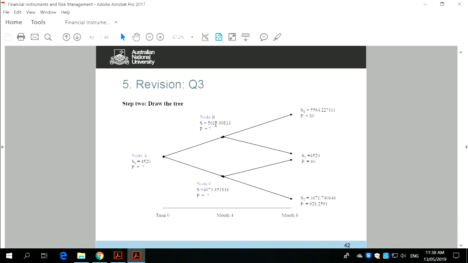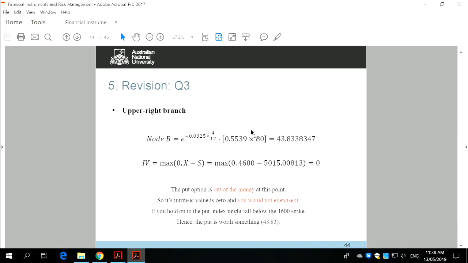So intrinsic value is simply this point compared with the strike price. So it's higher than the strike price. The put option is out of the money. So you need to write a little sentence to say that we choose to hold on to this option rather than exercise early in node B. If you don't write this sentence, you lose marks.